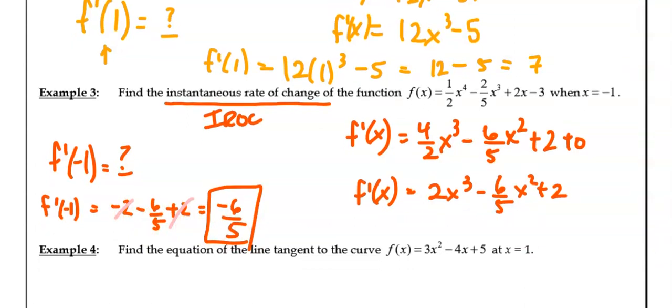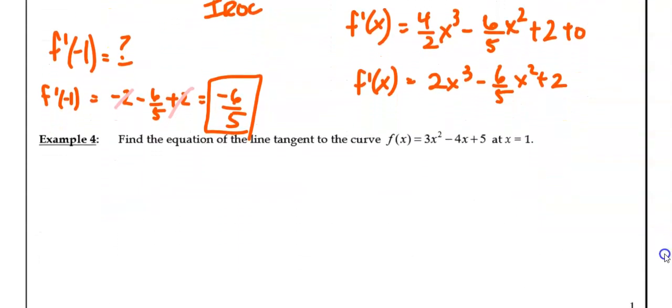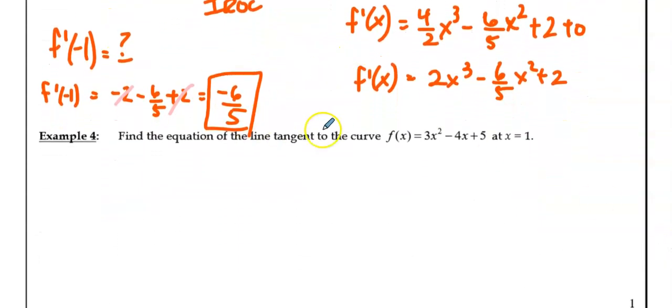Okay, so then the question number 4 says find the equation of the tangent line. All right, so the equation of the line tangent to the curve. So the fact that we see tangent, so this word tangent right here basically means we got to find the derivative. All right, so the equation of the tangent line means we got to first of all find the slope of the tangent line.